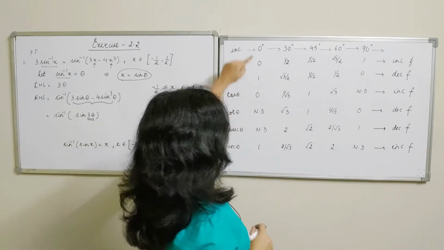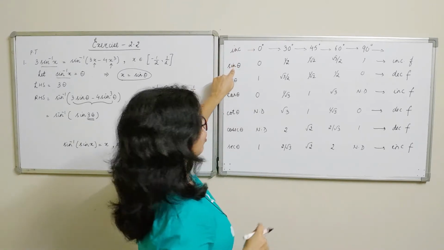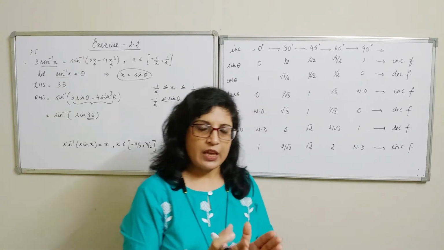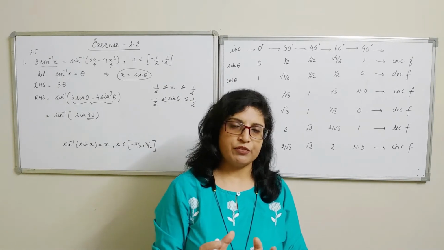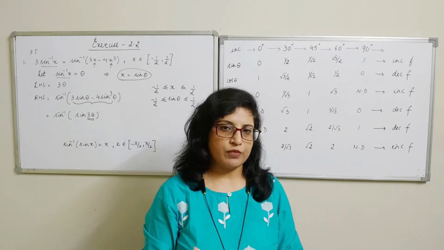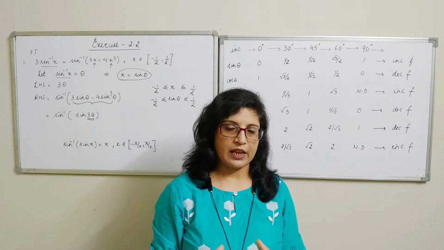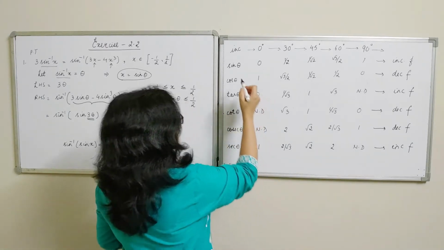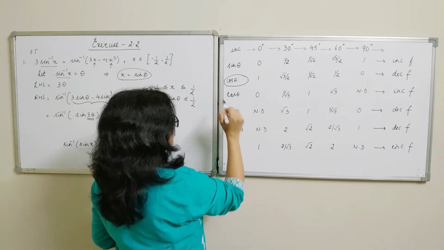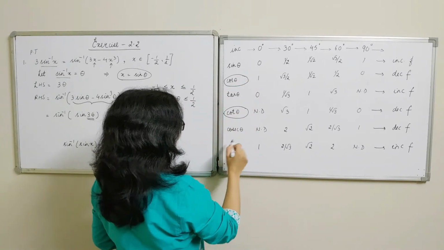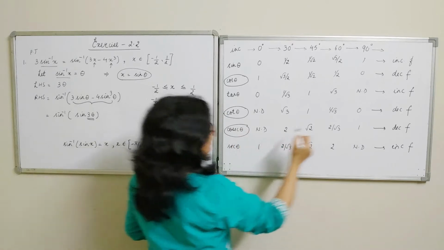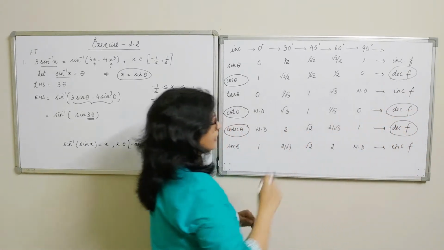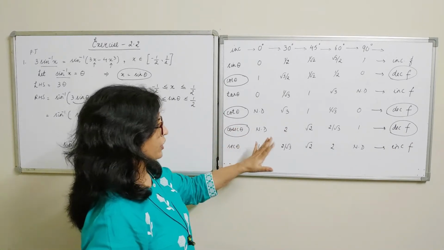So once again, if angles are increasing and the value of the trigonometric ratio is also increasing, then such ratios are increasing functions. If the angles are increasing in the first quadrant and the corresponding value of the trigonometric function is reducing, that means that trigonometric function is a decreasing function. So you can see here that all the trigonometric ratios starting with C, cos theta, cot theta, cosec theta, are decreasing functions and the others are increasing functions. So this is one easier way to remember it.